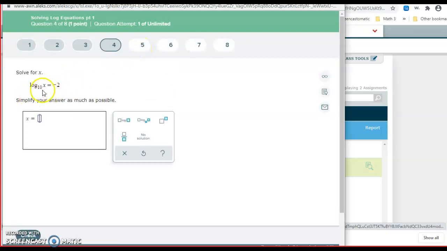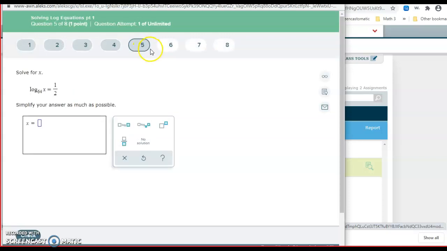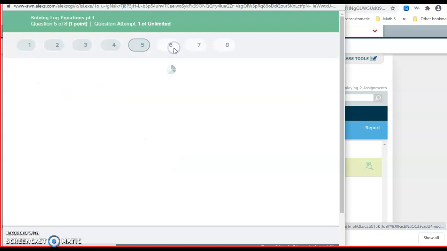Here we go. So here's one right here. There's a log on one side, not on the other. There's a variable within the argument. That means I have to tippy tails. 10 to the negative 2 power equals x. That's it. And you have to say what 10 to the negative 2 power is. Ta-da. Same here. Tippy tails, 64 to the 1/2 power equals blah. You just have to say what it is.